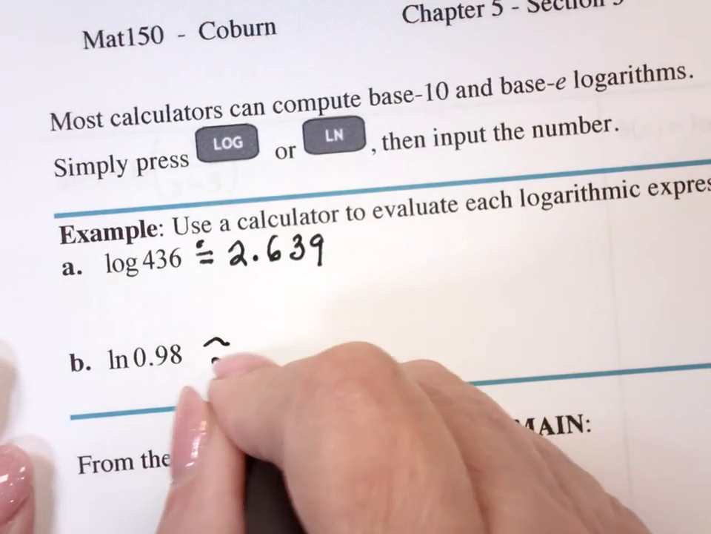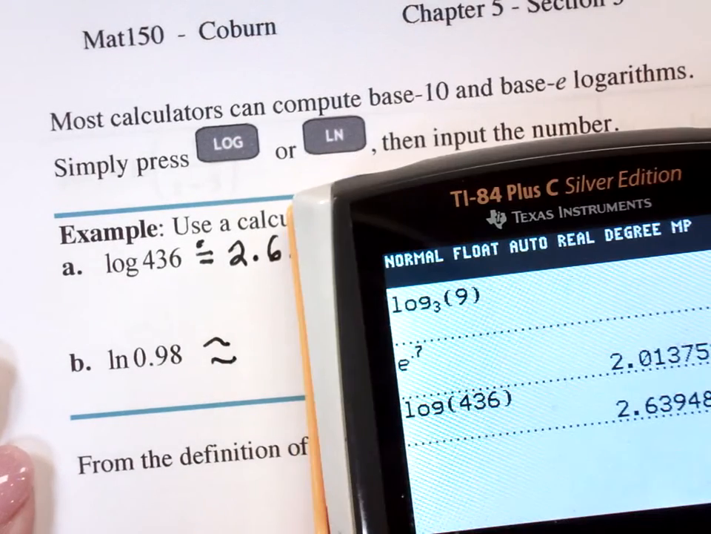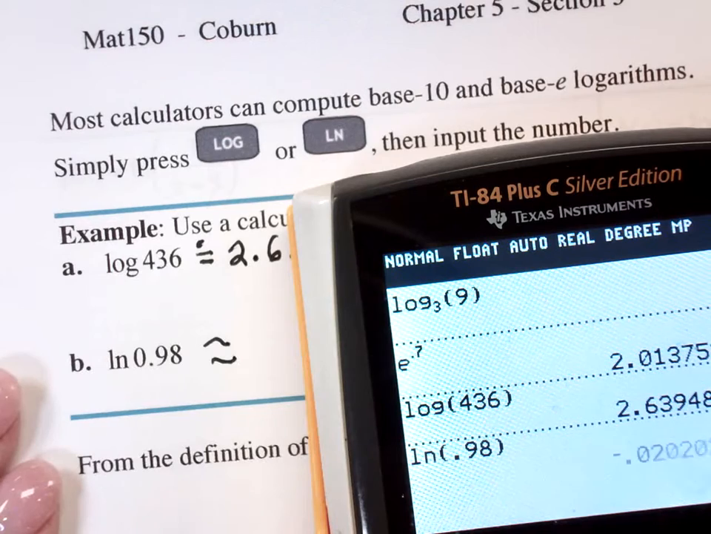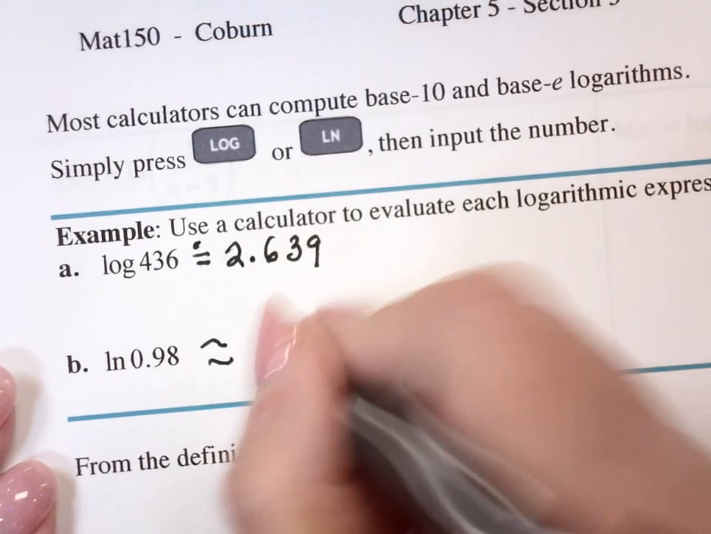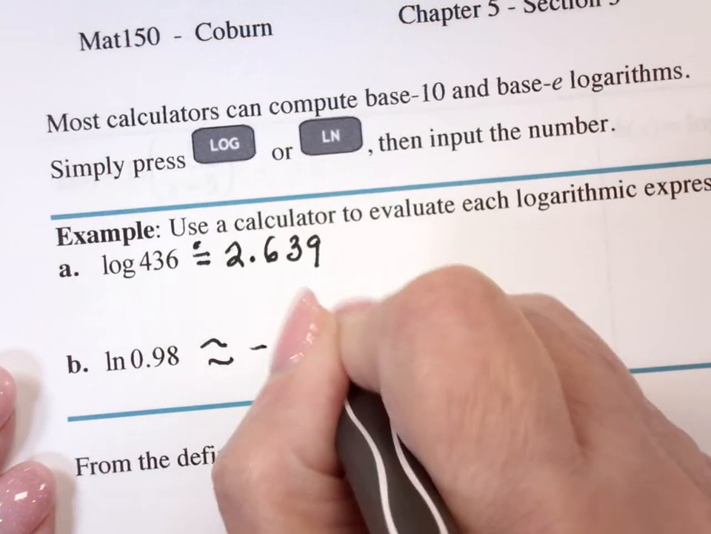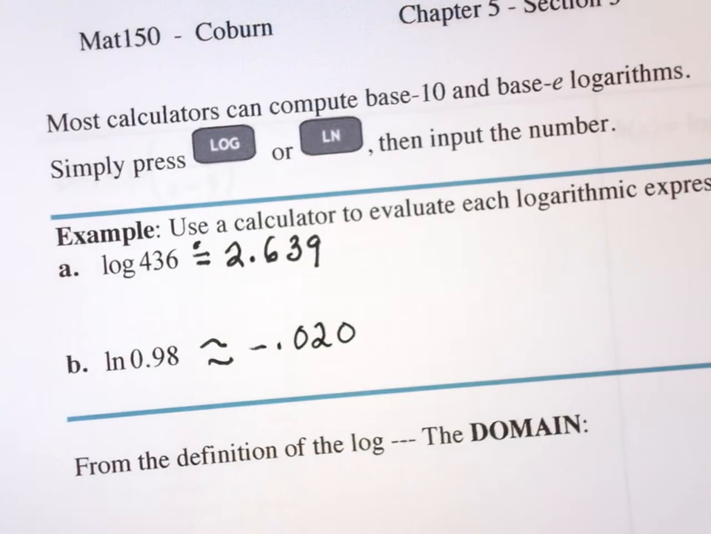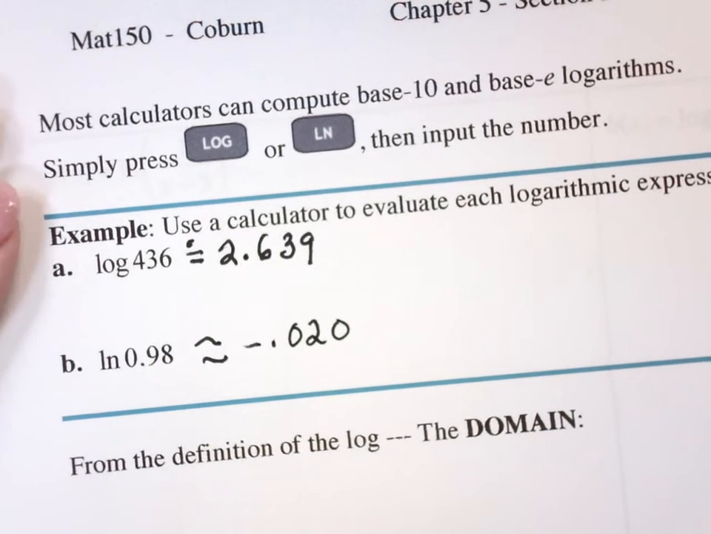And this is going to be approximate as well. Natural log of 0.98. And you're going to need your calculators for these crazy word problems. And if I'm going 3 decimal places, negative 0.020. Or if you put negative 0.202, I don't care. Okay, here we go.